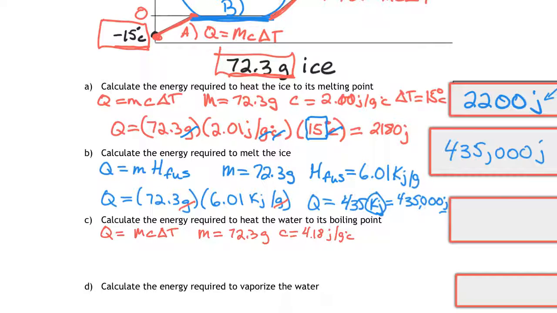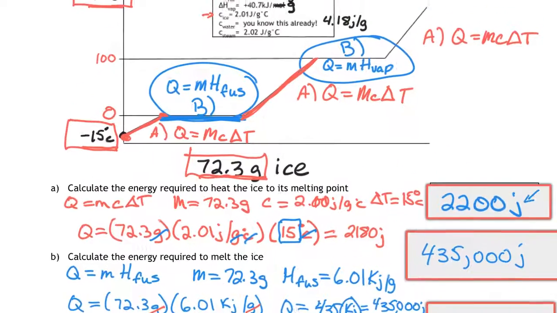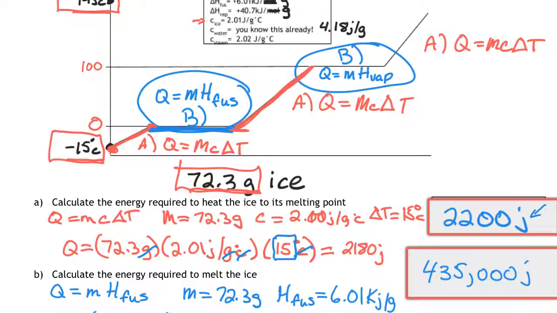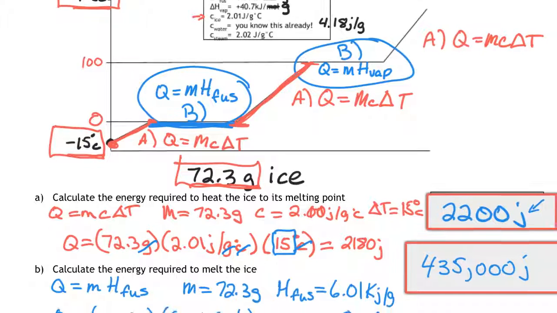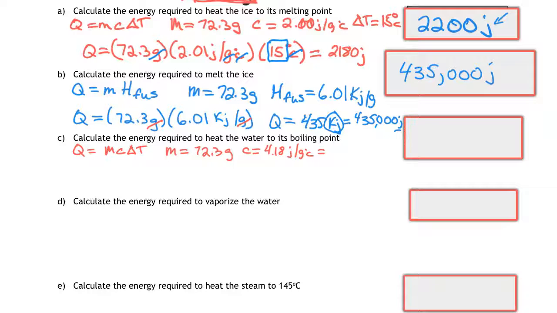My delta T, it's starting at 0 and ending at 100, so my delta T is going to be 100 degrees Celsius. Now I'm going to plug my numbers in.